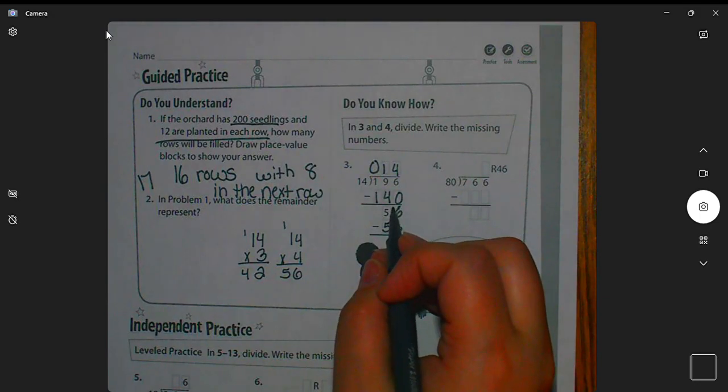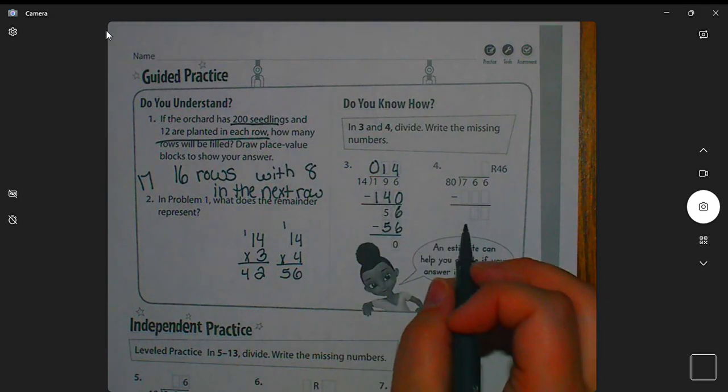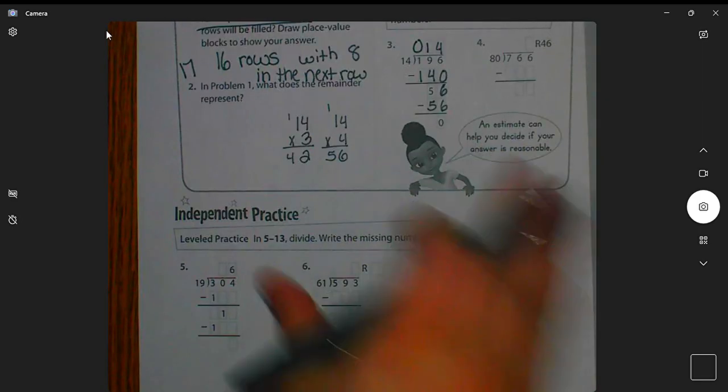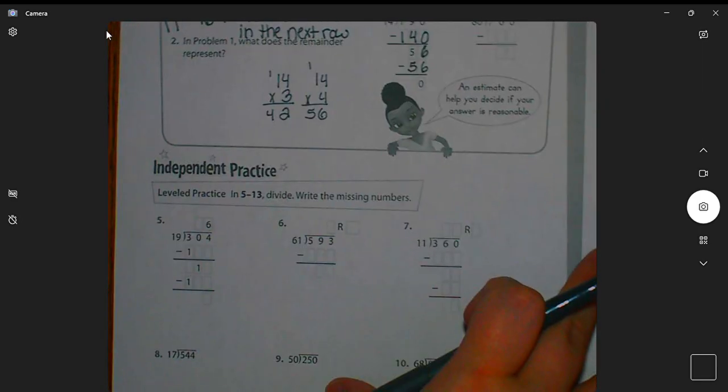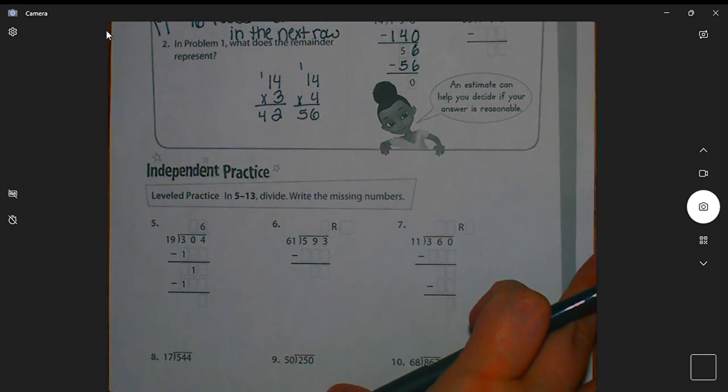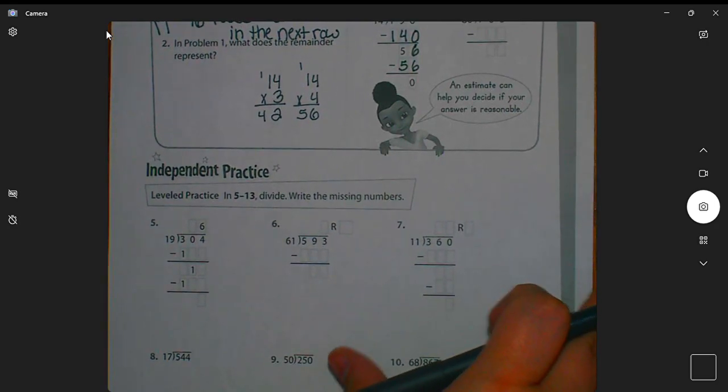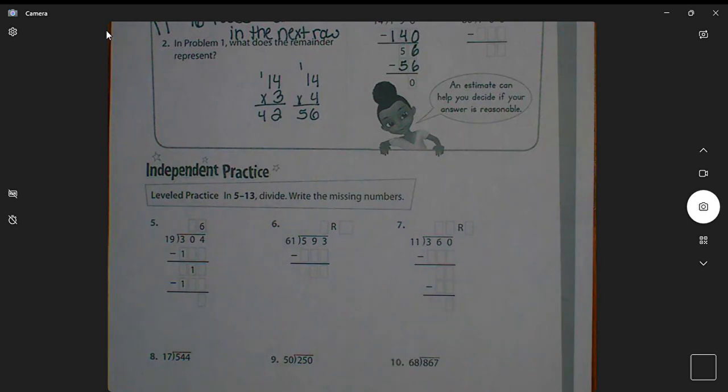Let's do another one together where it's not going to end up so nice and pretty. I am going to do number 6. And for this one, I will use a calculator to help me do some of my thinking, because I won't have enough space to sit and write 61 times 1, 61 times 2. So I can use a calculator to help me think, but I cannot use it to help me solve.